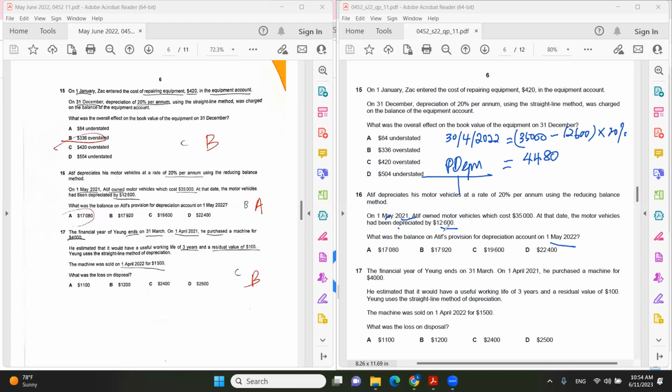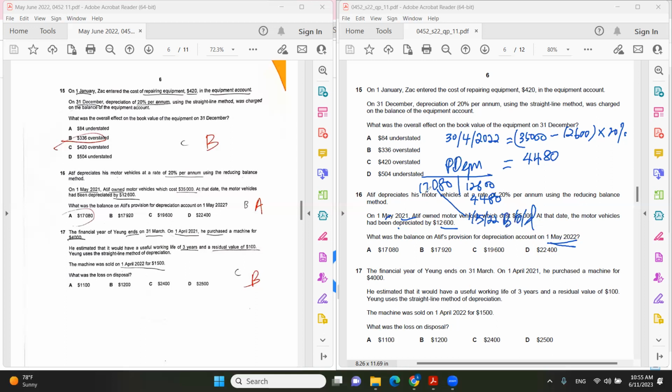So my beginning balance brought down is 12,600. Current year 4,480. And the question is asking for 1st May, which is this balance carried down. These two added up: 12,600 plus 4,480 is 17,080. This 17,080 will come to here, which is 1st May 2022, balance brought down.